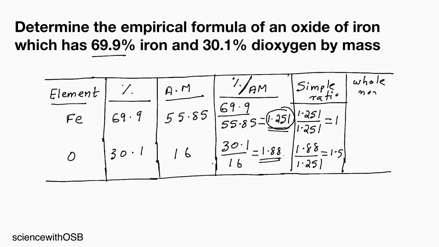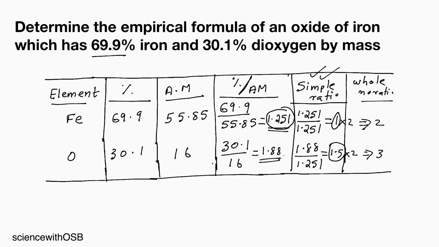Whole number ratio. See, if in the second last column, that is the simple ratio column, you are not getting a whole number, multiply with an appropriate number to get a whole number. So I am going to multiply both numbers with 2. Okay, so you will be getting 3 and here 2. See, this is already a whole number, 1. But here this is not a whole number, 1.5.